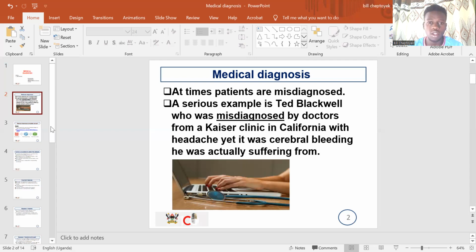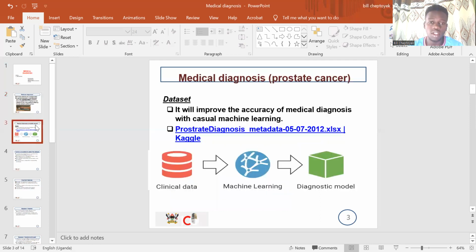He wasn't diagnosed with the sickness he was actually suffering from. It's really a big problem. But just know, if we were to use artificial intelligence, we could quickly solve this misdiagnosis problem and we would save a lot of lives.